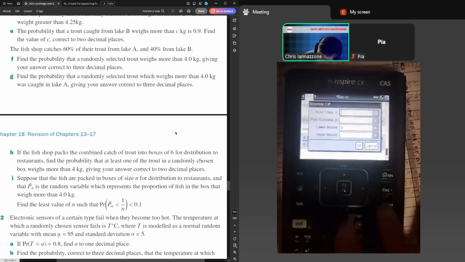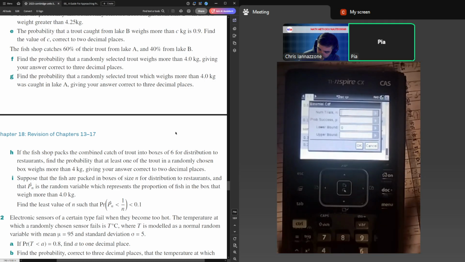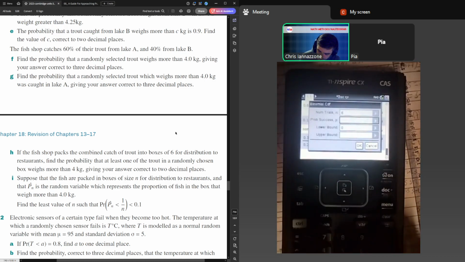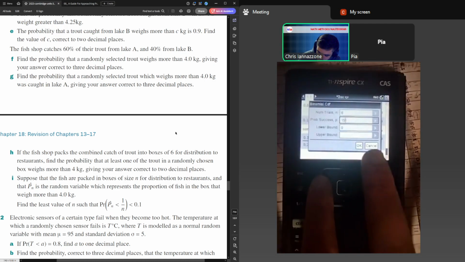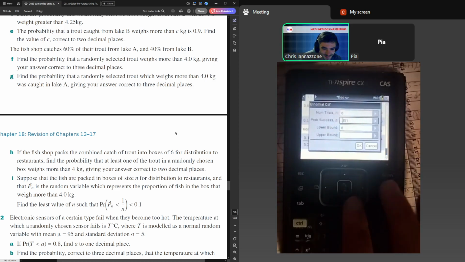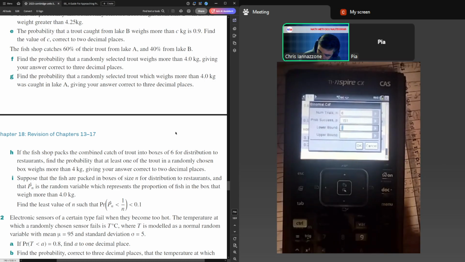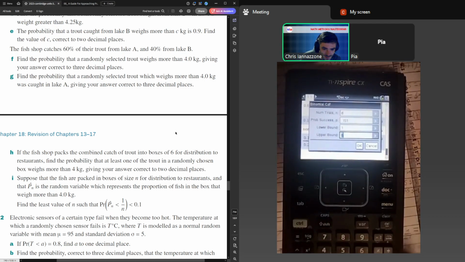All right, how do we populate this? So n will be 6. N will be 6. Yep. We'll pull the actual probability from part F. The lower bound will be 1. Yep. And then the upper bound will be 6. Sounds good to me. Cool.